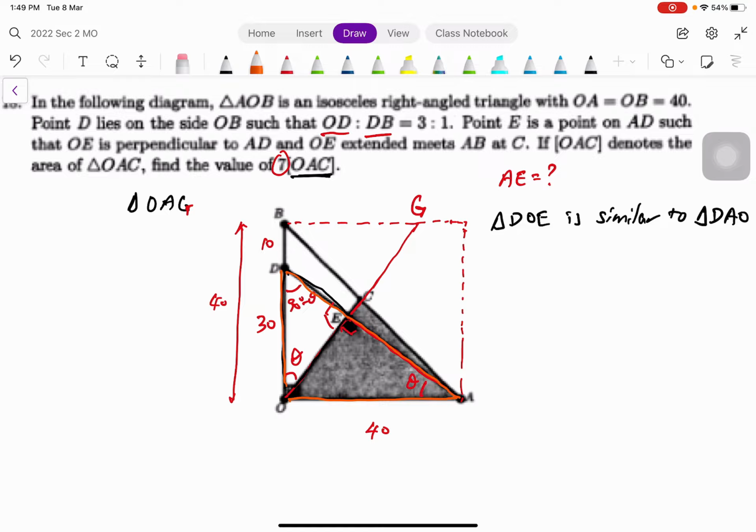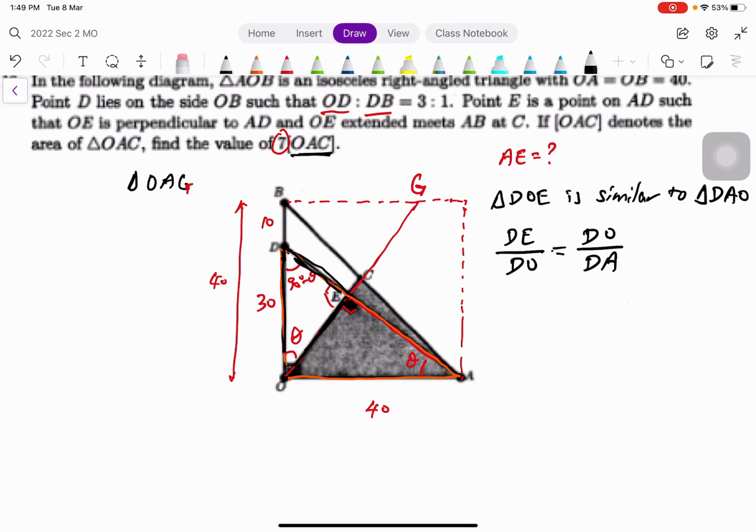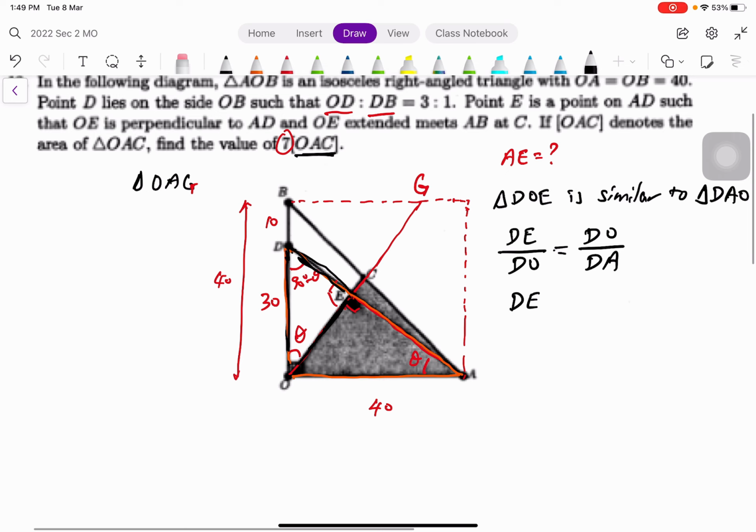In this case, can you see that DE is to DO? This distance and this distance, they are similar, and this is the same as DO over DA, the hypotenuse. Then we calculate DE, and DO is actually 30. From here to here, this is 30. Therefore, you get 30 squared.